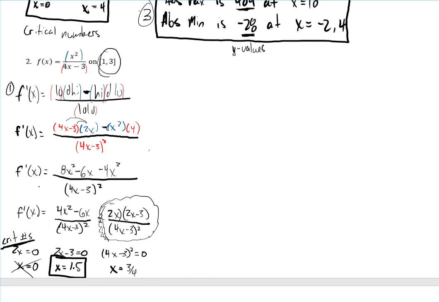Either way, it's not in that interval. So this is gone as well. So that's not a critical number either. Okay, so x equals 1.5 is the only one.